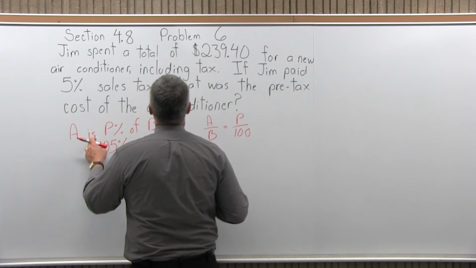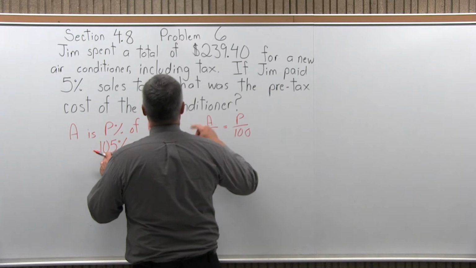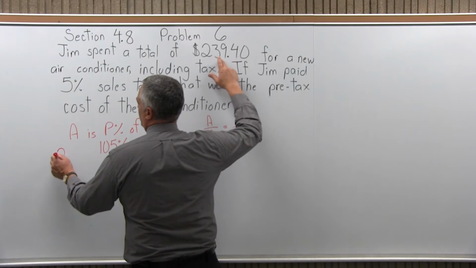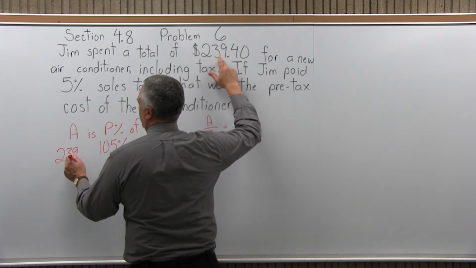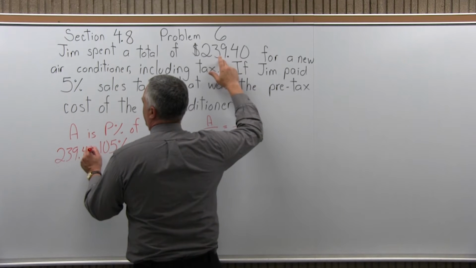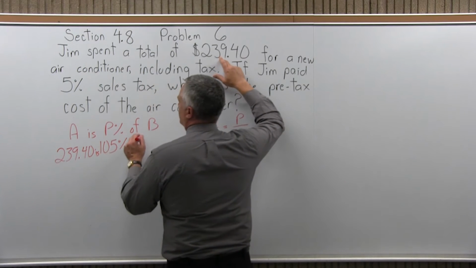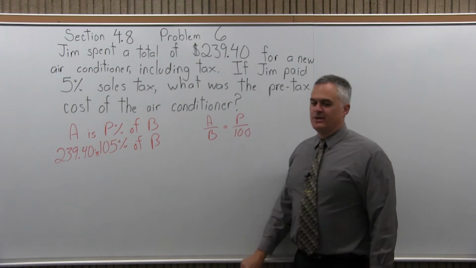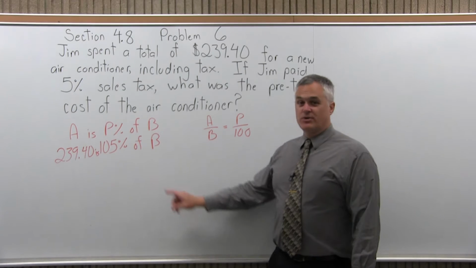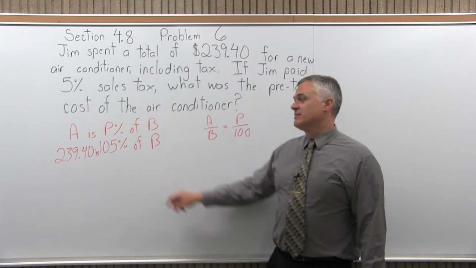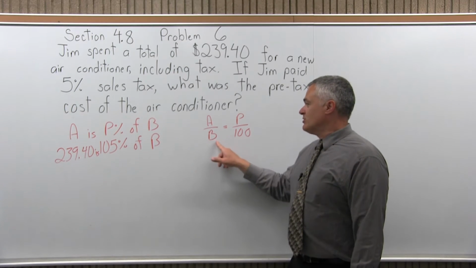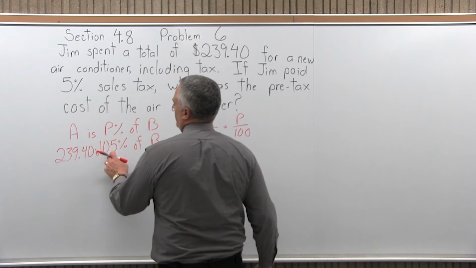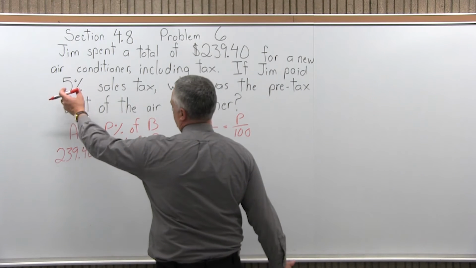Now that we know the trick, A is 105% of B. So 239.40 is 105% of what? What unknown number? So that does put it in that form, A is P percent of B. And because I'm able to do that, I get to use my formula. Again, the key is picking up on that 105% for 5% sales tax.